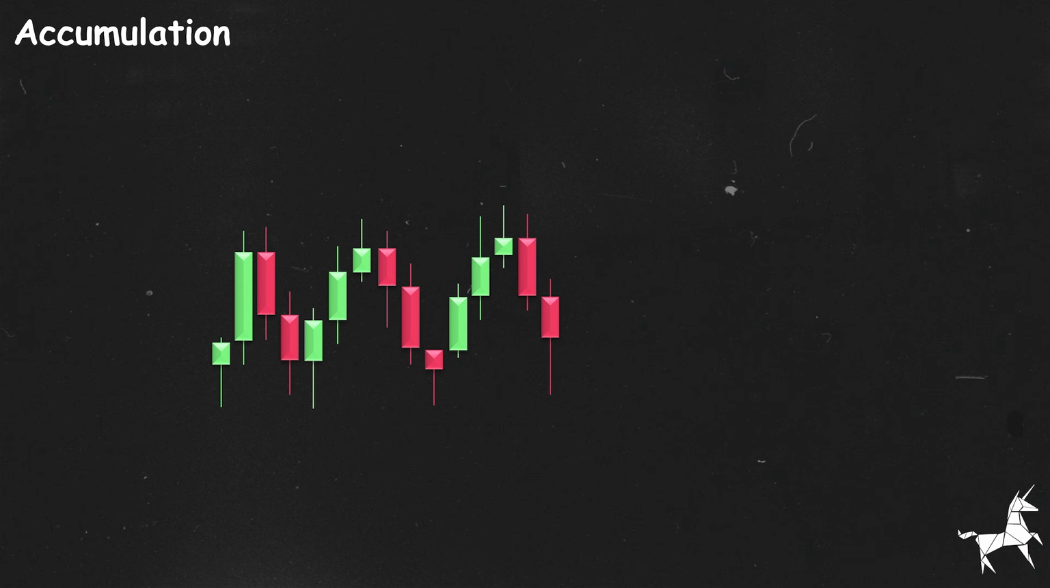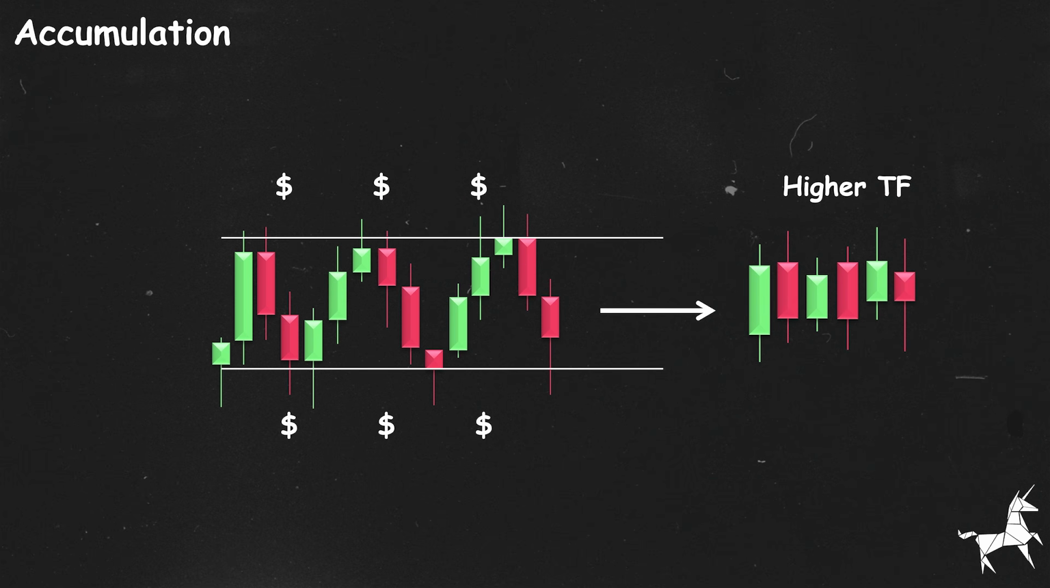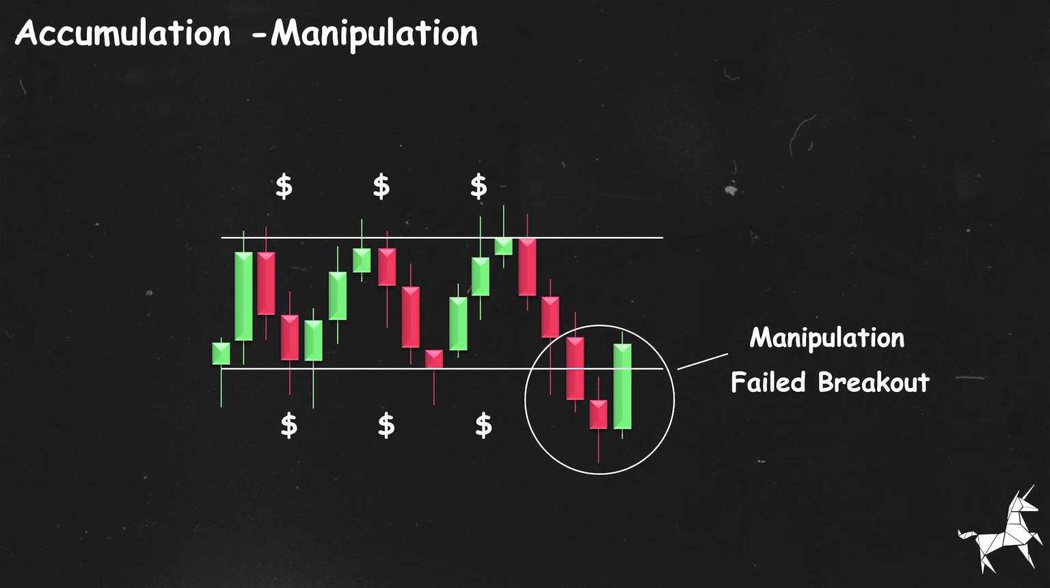a clear trend. During this phase, the price forms equal highs and lows, gathering stop losses and liquidity above or below these boundaries. Depending on the time frame, this phase can appear in various formations. For example, on a higher time frame, the chart might look something like this. The manipulation phase, on the other hand, refers to a situation where the accumulation phase is followed by a failed breakout, also known as a fakeout.